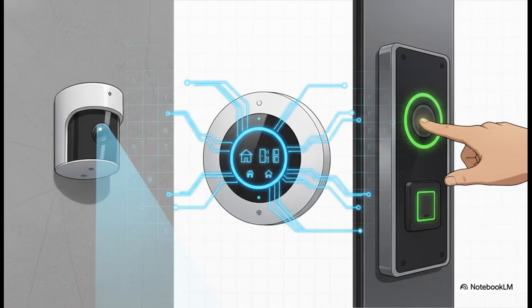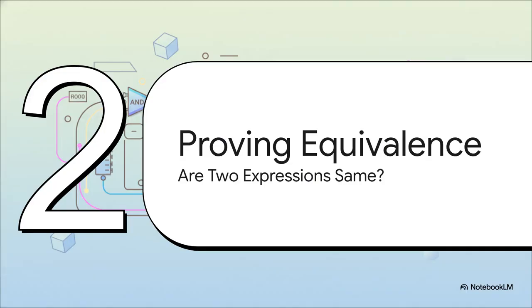So the crucial point here is that this isn't just some academic exercise. Truth tables are used to design and verify the logic in countless real-world systems that we all rely on every single day for our safety and security. Now, truth tables have another really powerful use. They can prove that two logical expressions that look completely different are actually doing the exact same thing.